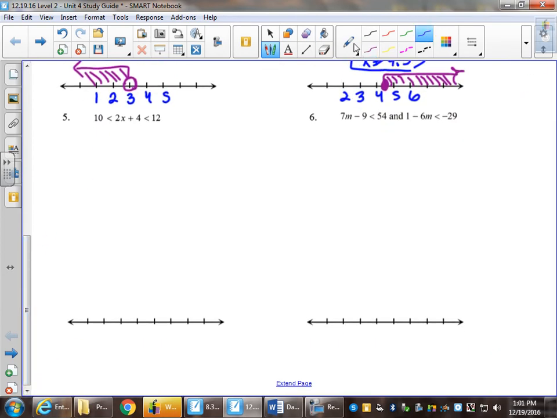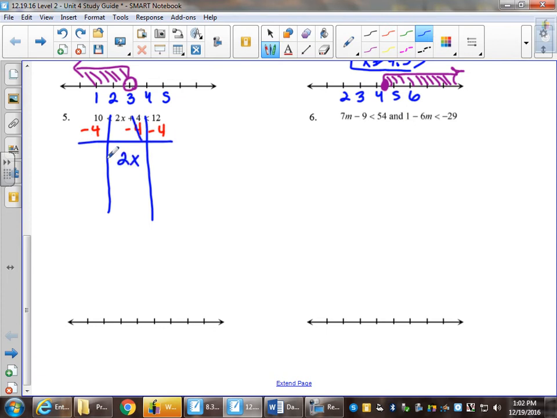Number 5, we have two inequality signs, so I'm going to put two lines, one down this one and one down this one. So now my attention is all on the center because that's where x is. What we do to the middle, we have to do to each side. For example, I see plus 4. If I want to subtract 4 here, I have to subtract 4 here and subtract 4 right there.